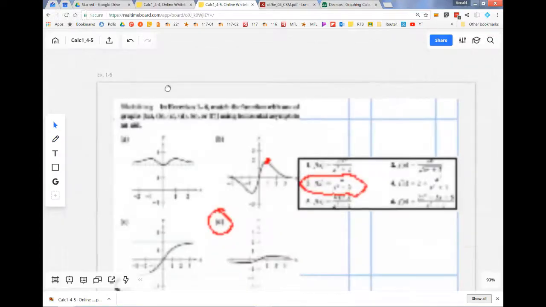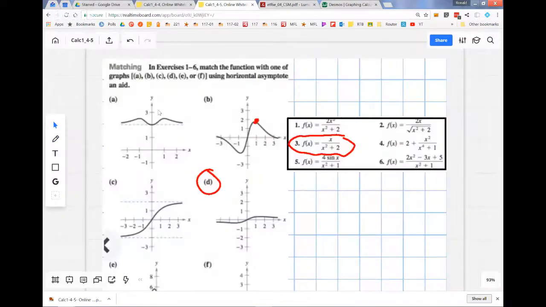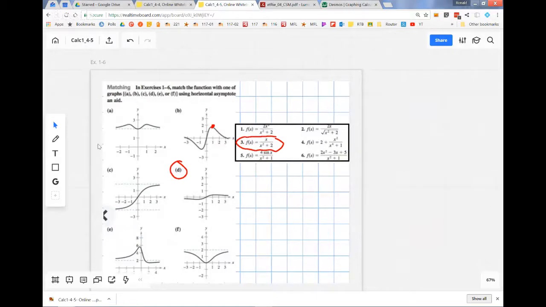Okay. Let's take a look at these. So this one says match the function with the graphs. Okay, so all right, let's see what we got here. So the first one, what does that say? Let's see, I got to make this a little bit bigger.